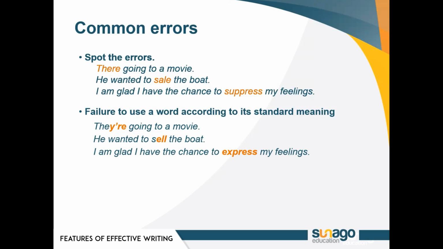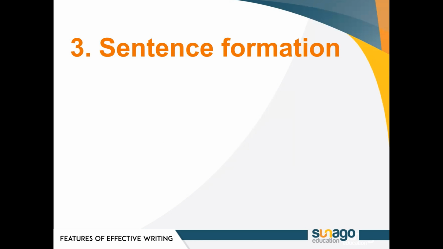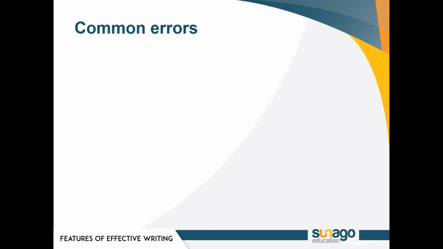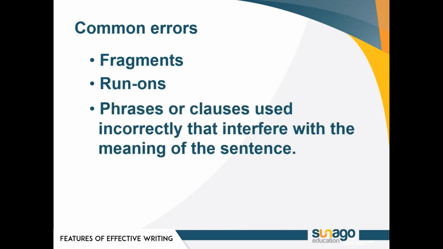Let's proceed to number 3. Sentence formation is the way that phrases and clauses are used to form simple and complex sentences. Now let's identify the common errors that are usually committed in forming sentences. They are fragments, run-ons, and phrases or clauses that interfere with the meaning of sentences. What are fragments? Fragments are the group of words that masquerade as a complete sentence. Run-ons have several main clauses that are strung together without proper punctuation.